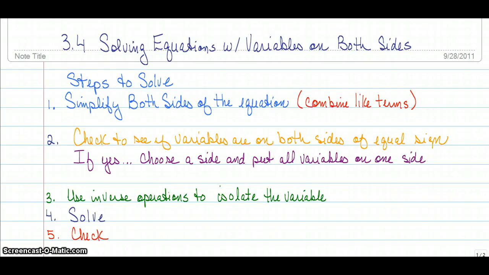Okay, this is section 3.4, and today we're going to be solving equations that have variables on both sides. It's going to work exactly like section 3.2, except we're going to have some variables that we need to move around. So first, let's review our steps.